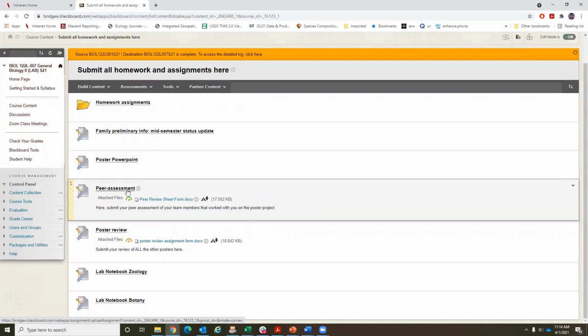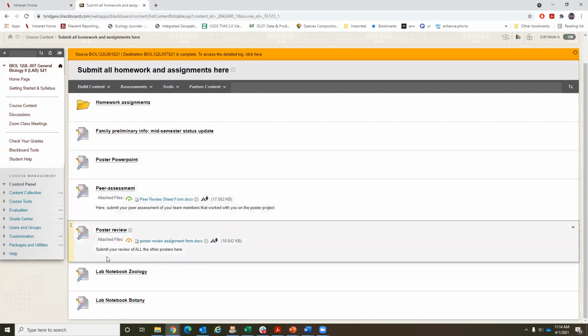This is where you assess the members of your team, and this is where you upload the assessments of the other two or three posters that are not yours. Because of that, doing that is extremely important. That is a part of your grade.